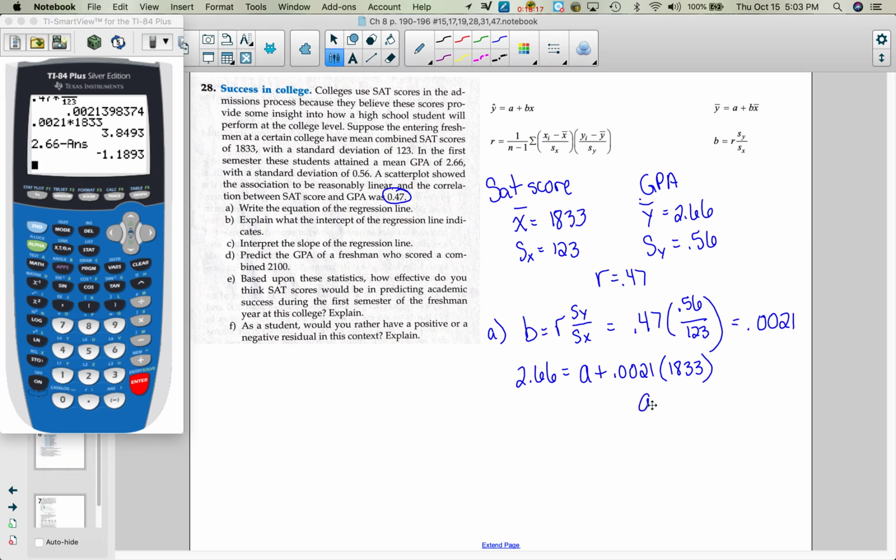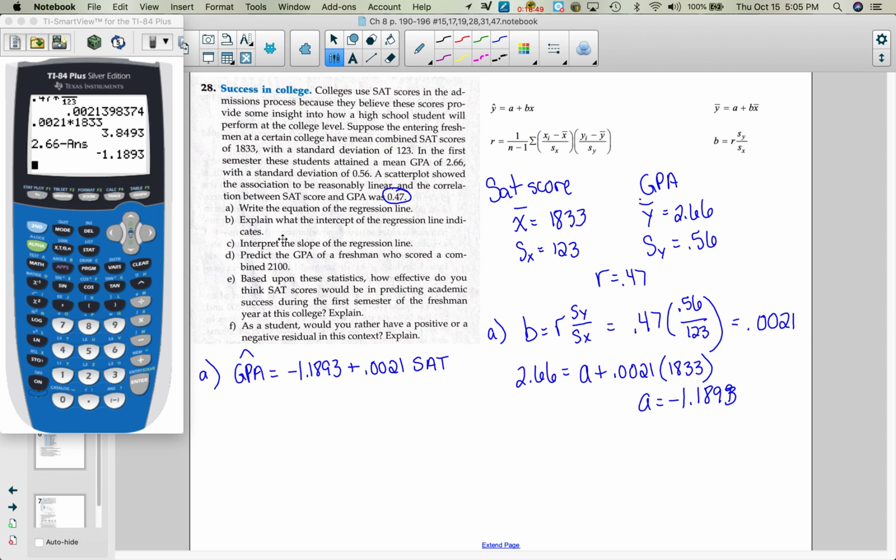So I get A is negative 1.1893. So part A, the answer, the equation, I'm predicting GPA. So GPA hat equals negative 1.1893 plus 0.0021 SAT.